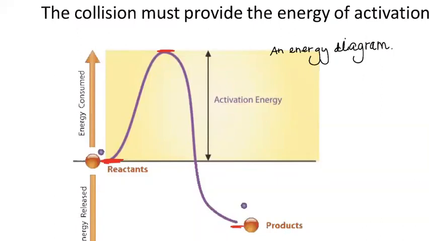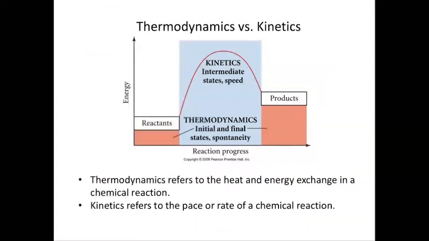Now, whenever we have a reaction, we always have to consider what are the thermodynamics and what are the kinetics of the reactions. As you can see, thermodynamics is going to refer to the heat and energy exchange in a chemical reaction. So when we're looking at thermodynamics for a particular reaction, what we're looking at is going to be the potential energy in the bonds of the reactants, which are the substances that are going to interact with one another, versus the products. And the products are going to be the substances that are created.